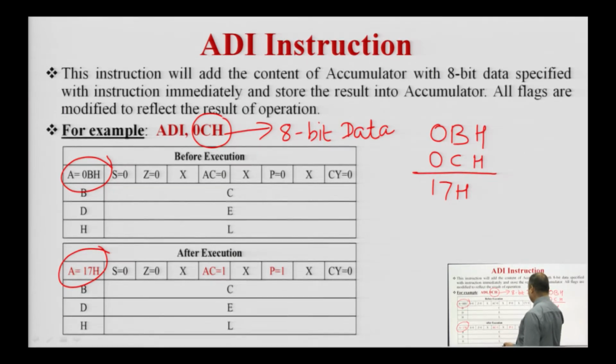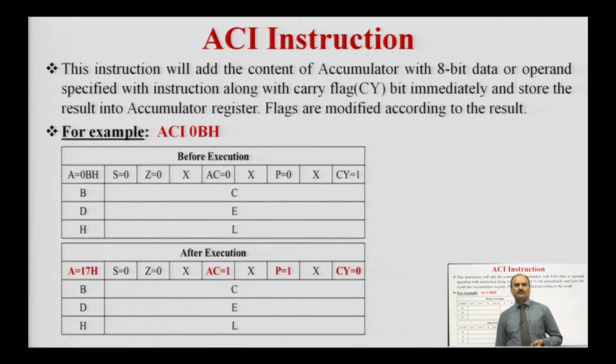Here, if we add these two numbers, again the auxiliary carry flag is set and the parity flag is set to 1 because the result consists of an even number of ones. Next is the ACI instruction. This instruction will add the content of the accumulator with the 8-bit data specified with the instruction, along with the carry flag, and store the result into the accumulator.